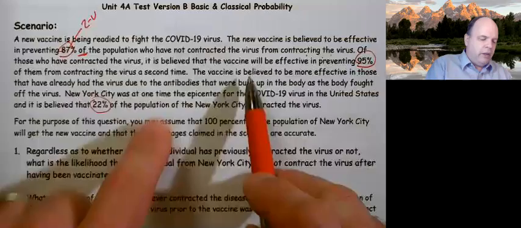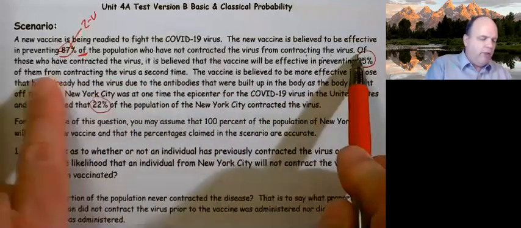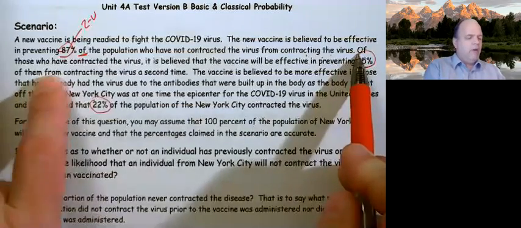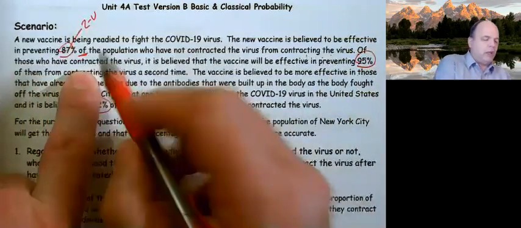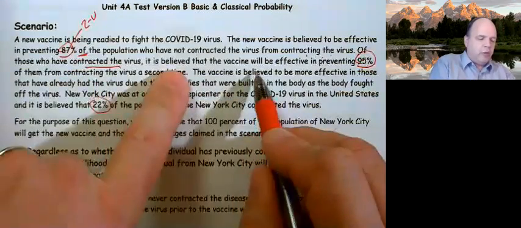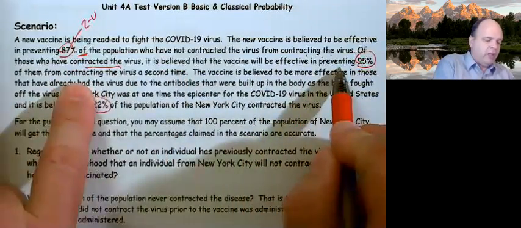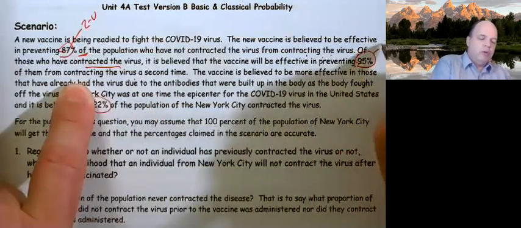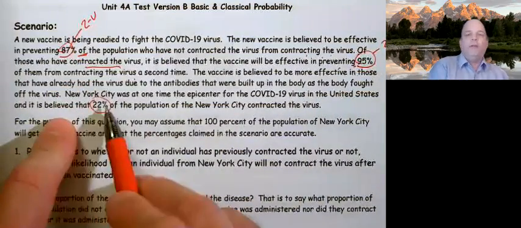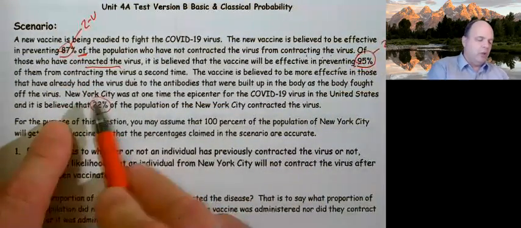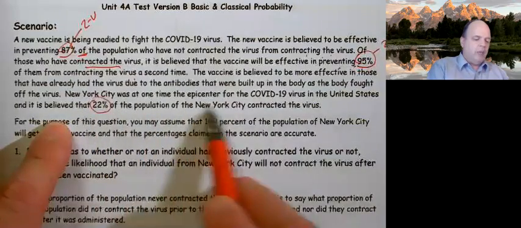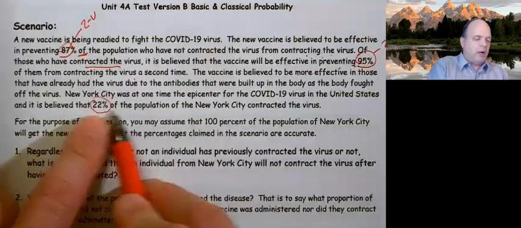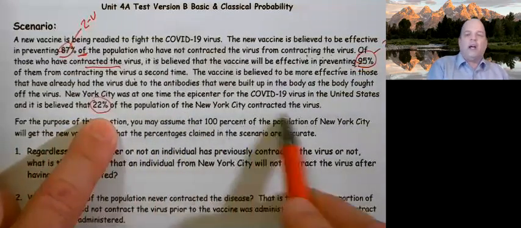Then I go to this next one. Of those, so "of" lets me know that I'm probably going to be working with two variables. Of those who have contracted the virus, it's believed the vaccine will be effective in preventing them from contracting it the second time. So this one is also two variables. So hopefully this is my one with a singular variable. New York City was at one time the epicenter for COVID-19 in the United States, and it's believed 22% of the population of New York City contracted the virus.